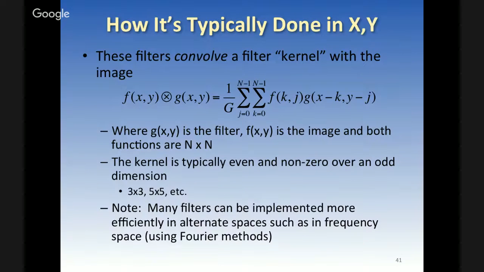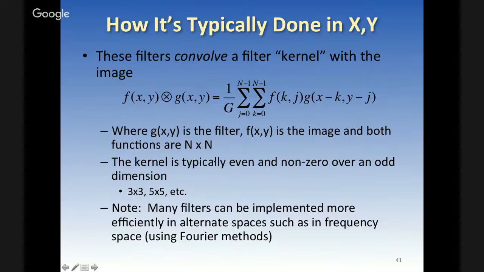Typically how it's done in X and Y is we convolve. I mentioned that word earlier. We changed some signs here, but basically all we do is take one function we call the kernel, this g of x, and we multiply it over space by the image, which is this f of x. Typically the kernel is an even function and it's non-zero over odd dimensions.